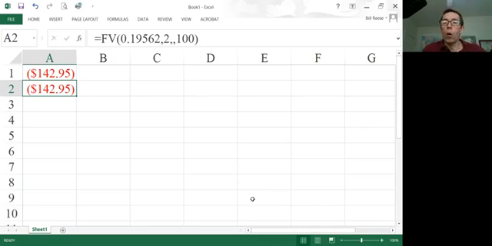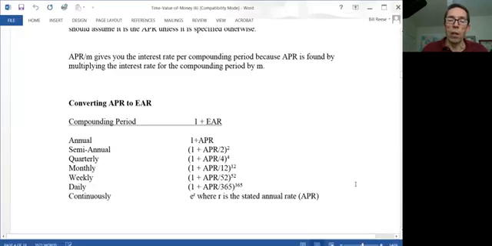So let's go to our class notes so that I can show you something that we've got there. So I'm going to bring them up. And we're going to see here in the class notes, at the bottom of page 4, that when you have annual compounding, the EAR and the APR are the same. APR and EAR are the same thing when you have annual compounding. So 1 plus the EAR is the same thing as 1 plus the APR.